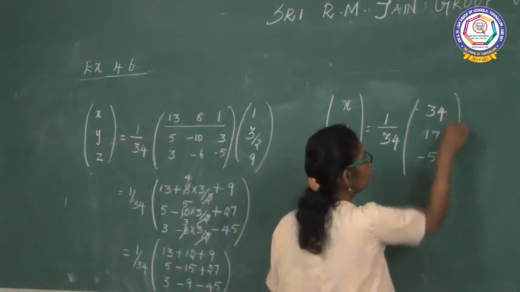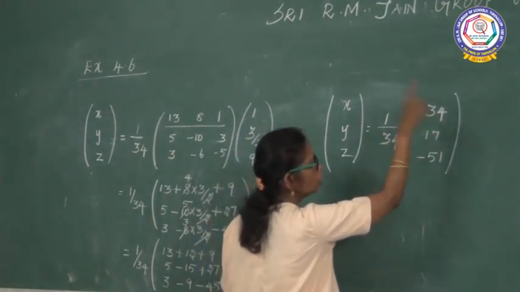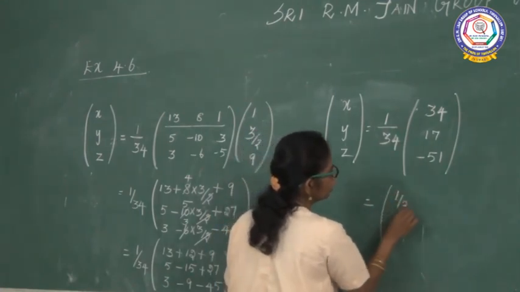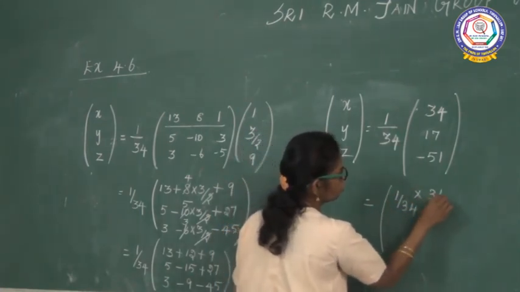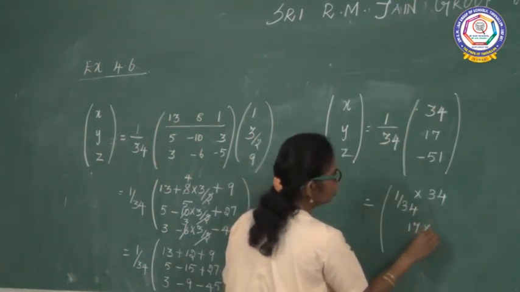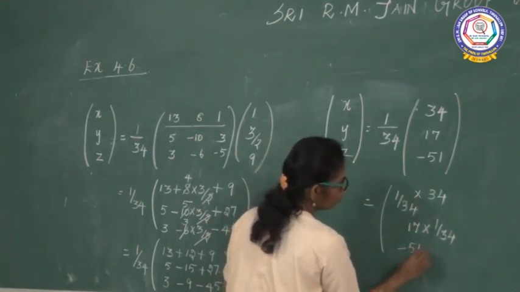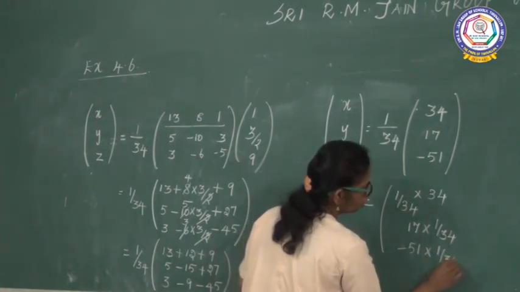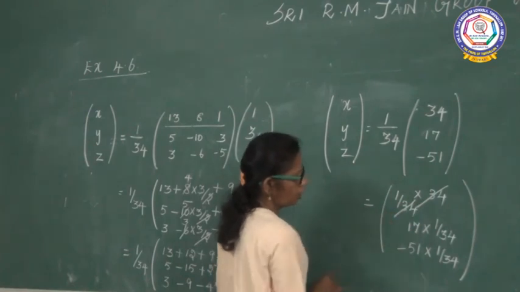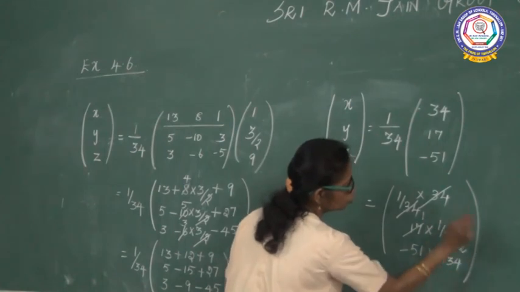Which is equal to, use 1 by 34 and multiply. Then what do you get? 1 by 34 into 34. The 1 by 34 is common, so 17 into 1 by 34, and here minus 51 into 1 by 34. Right. Now 34 and 34 cancel. 17 ones are 17, 17 twos are 34.